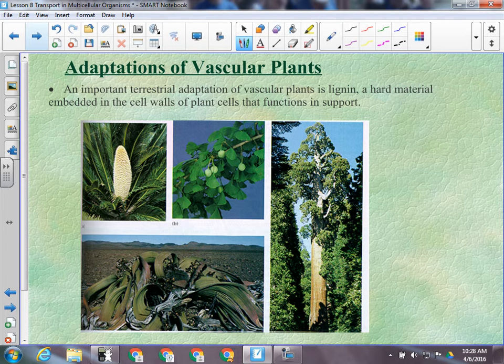Okay, right, so lignin, that's something you should definitely know about. Okay, functions in support. Lignin is a major advantage for plants that possess it.